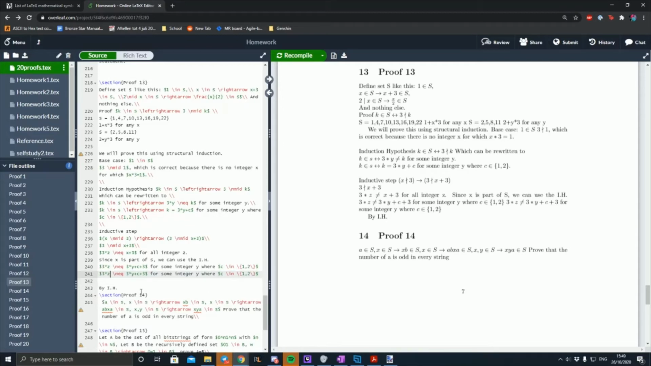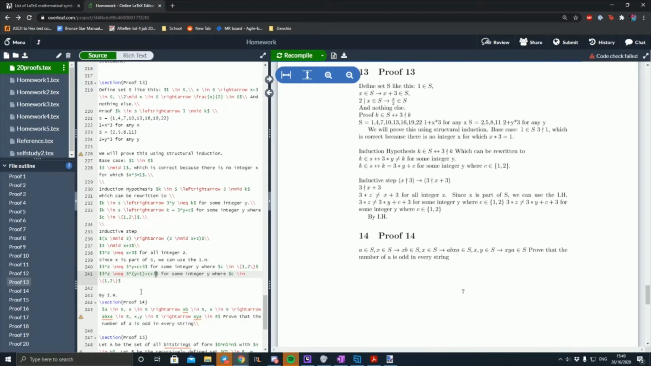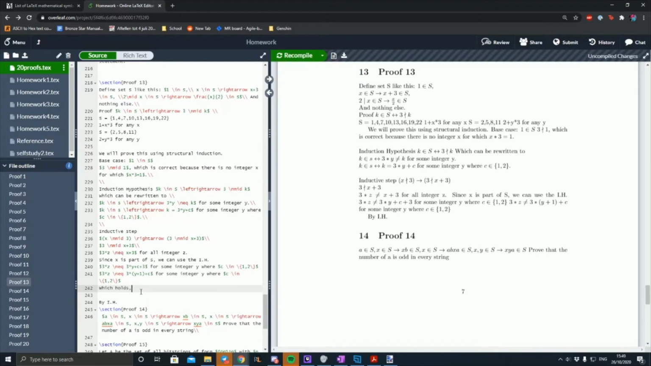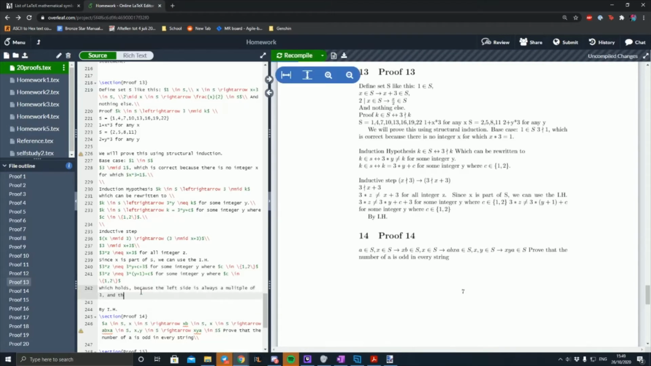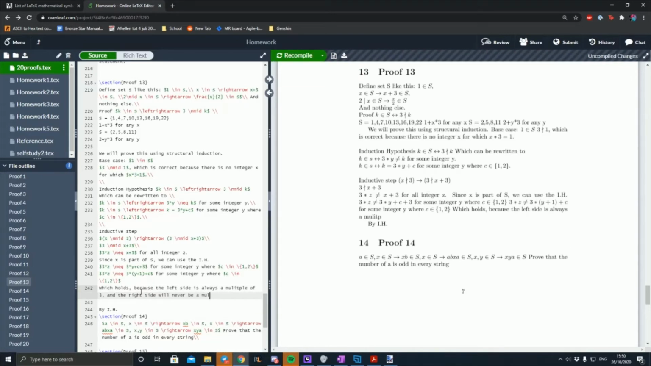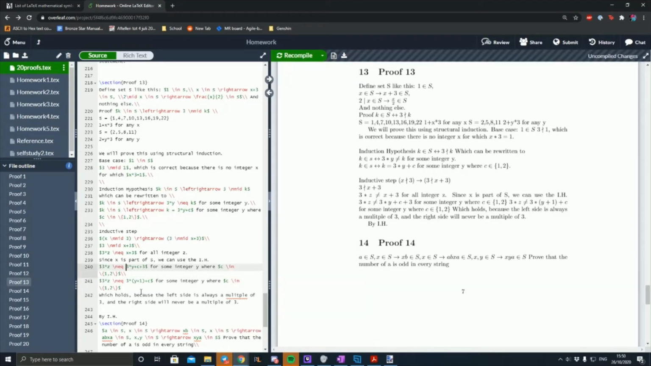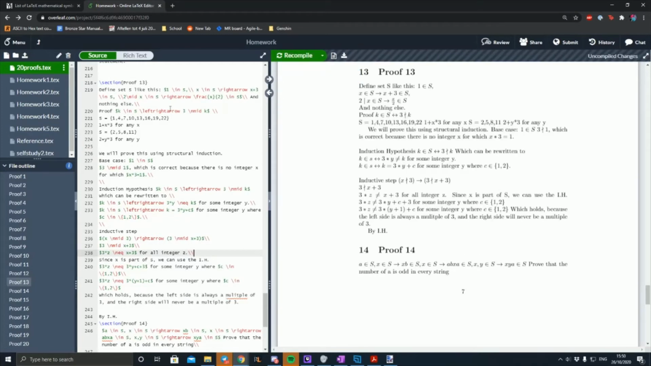In this case, we can say this is 3 times 1, and this is y plus 1 plus c, which holds because the left side is always a multiple of 3 and the right side will never be a multiple of 3. Okay, it's scuffed, but I think that's it for this part, because we actually have 2 inductive steps. So let me write that out real quick.